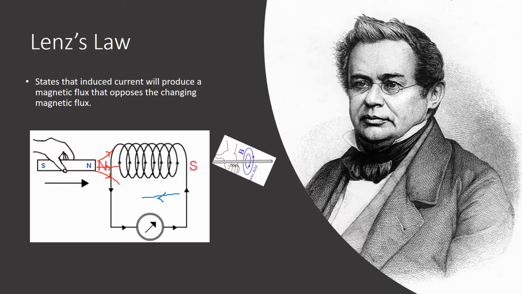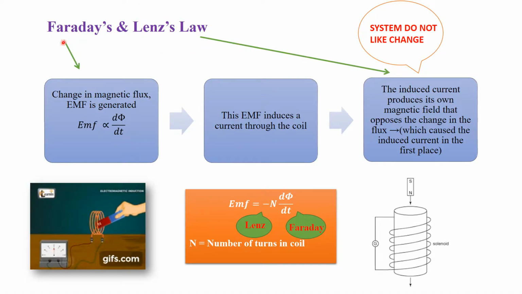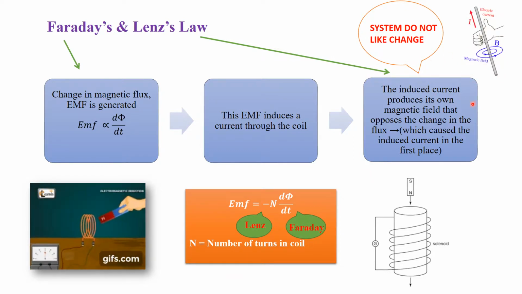Alright, now I'm going to talk about Faraday's and Lenz's law. You know that when there is a change in magnetic flux, EMF is generated. This is Faraday's law, where EMF is directly proportional to the rate of change of flux. Now this EMF generated would induce a current through the coil, and we know that when there is a current, there is a magnetic field. This induced current would produce its own magnetic field that opposes the change in the flux that causes the induced current in the first place. This is Lenz's law. Now, in order to understand this law more clearly, let us look at this example here.